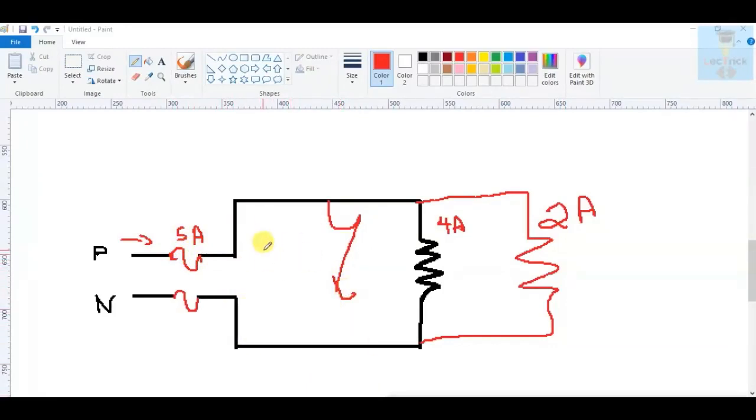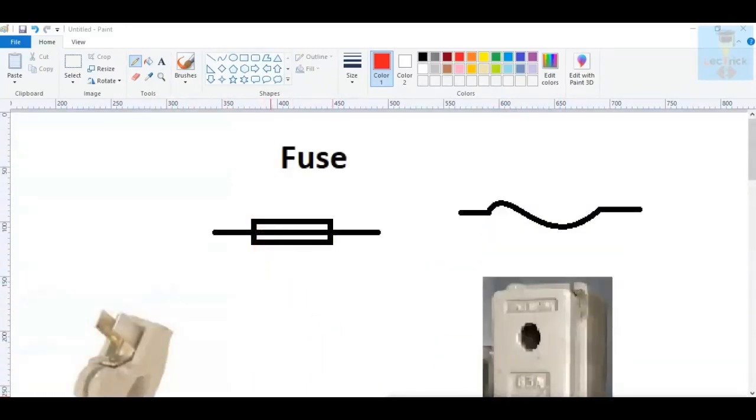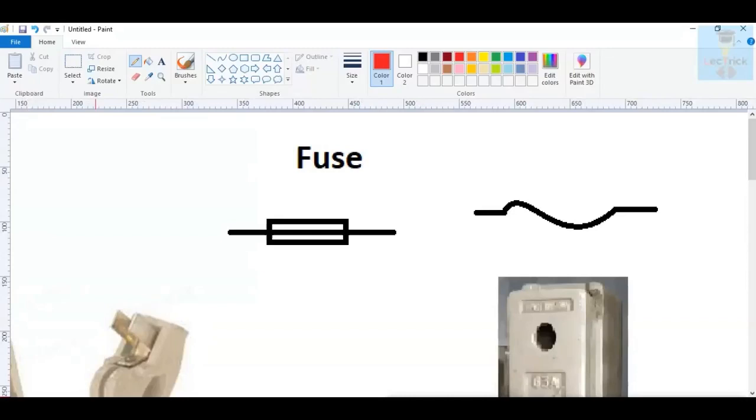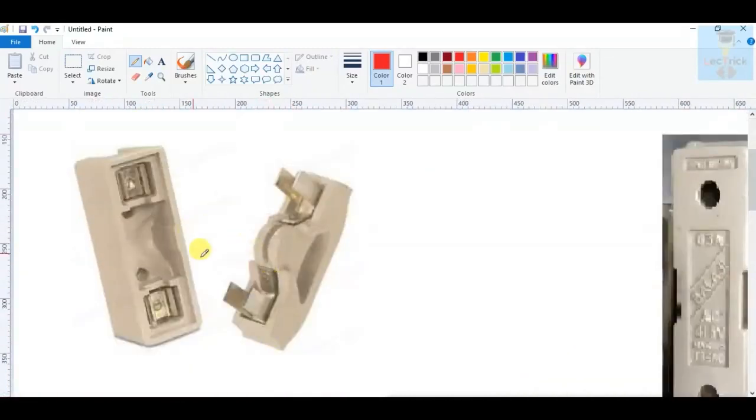Now let's look into the types of fuses. Here you can see the ISI symbol of a fuse, and while drawing we usually draw it like this. This is a fuse carrier, and this is the fuse holder, called the base or channel. Okay, A and B. A is the base or channel, the fuse base, which is always attached. The carrier you can remove and reinsert here. This is the fuse carrier, and the fuse wire is placed here.